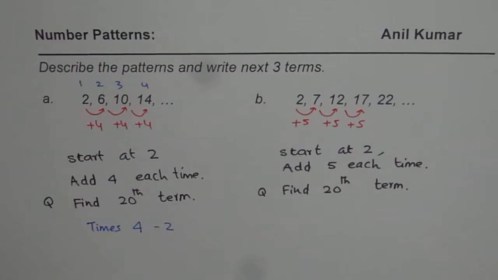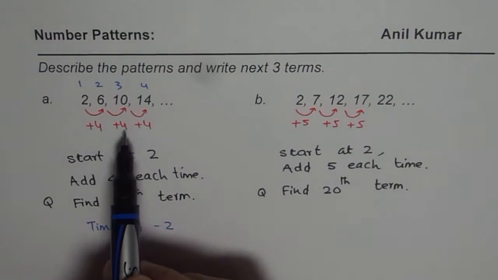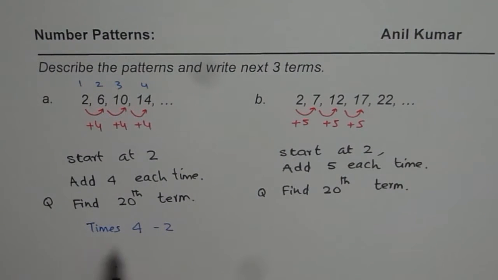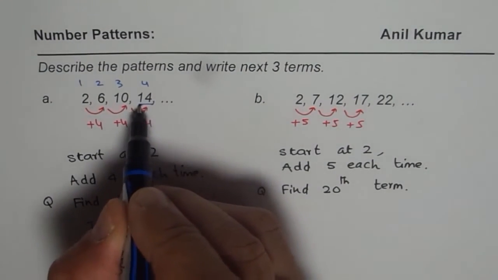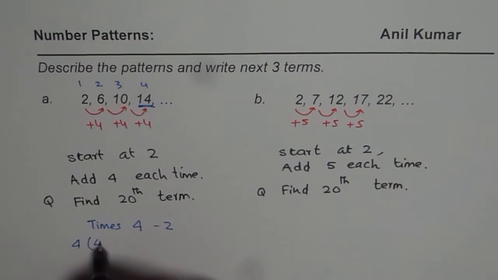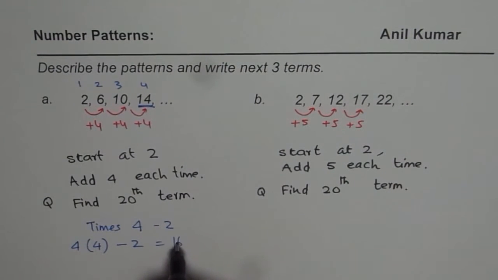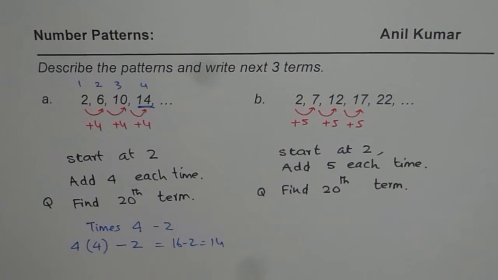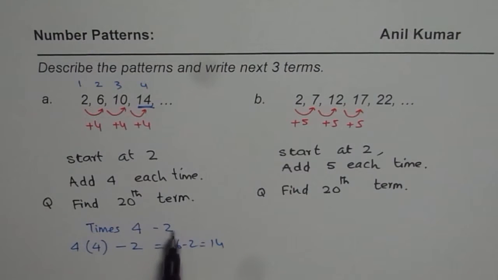So in such patterns, what we can do is we can figure out by what number we are adding each time. So normally we multiply by that number. And then figure out how much to add or subtract to get our number. Let us see how to get 14. 14 is my 4th term. So 4 times 4 minus 2. That is my rule. 4 times 4 is 16 minus 2 is 14. It works. So I have a rule which is times 4 take away 2. So if I do times 4 take away 2, I get my term number.